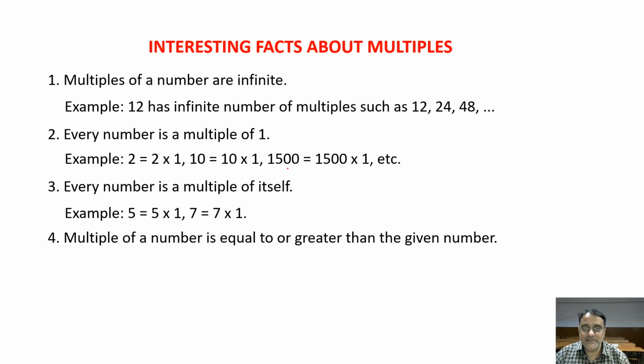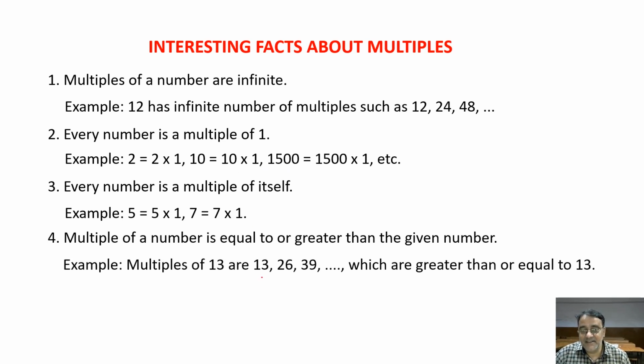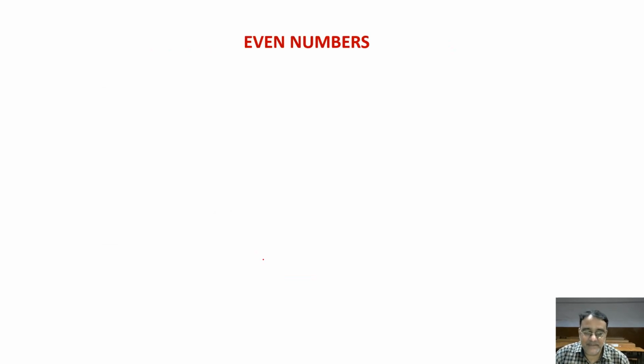Example, multiples of 13: 13, 26, 39, 52, and so on. All these numbers are greater than 12. Only one number is equal, that is 13. Except 13, all numbers are greater than 13. Okay, so now we'll see even numbers.